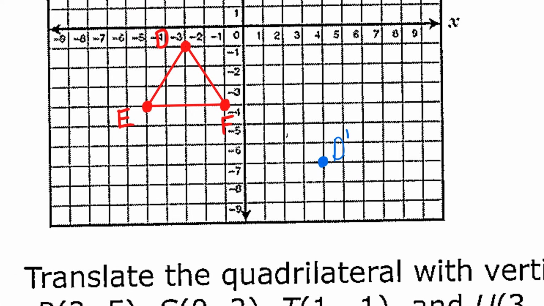Okay, so I'm going to do the same thing with the rest of these. 1, 2, 3, 4, 5, 6, 7. 1, 2, 3, 4, 5, 6. Here's F prime. And then 1, 2, 3, 4, 5, 6, 7, 1, 2, 3, 4, 5, 6. There's E prime.